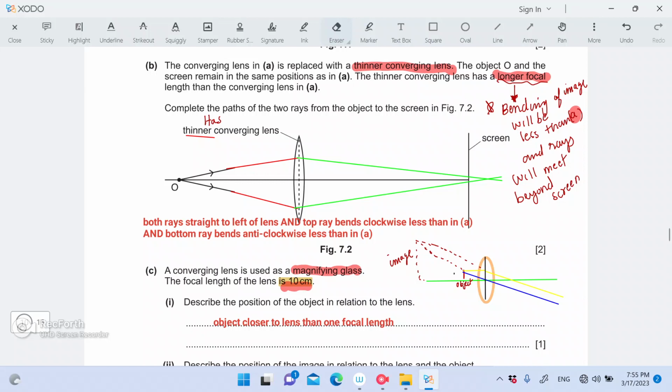Now here they are saying a convergent lens is used as a magnifying glass. Describe the position of the object. If it is a magnifying glass, then what we have learned is that the object will be closer to the lens. You can see this is the object and it is closer to the lens.